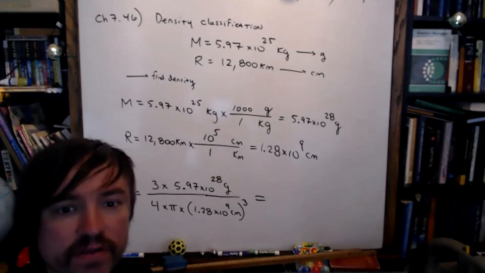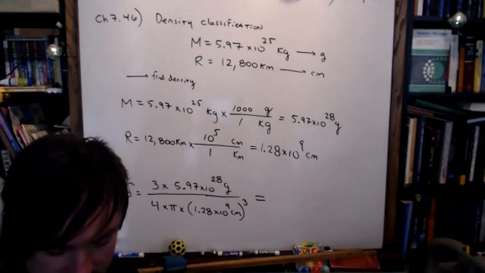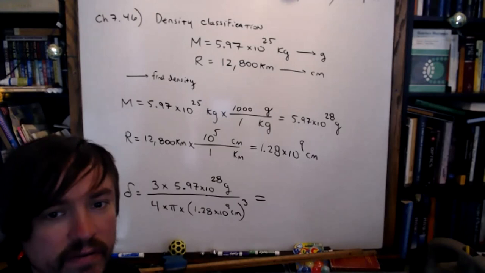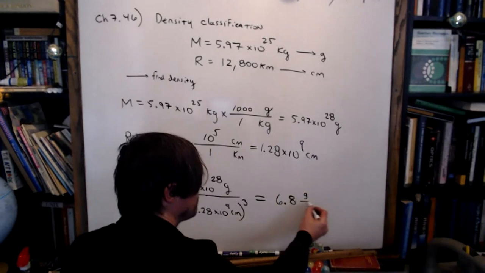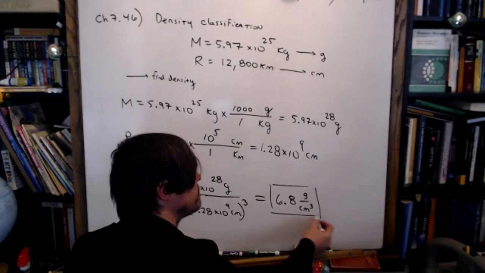Cam, show that to me again. Wrong. I got 6.8. Good. 6.8 what? Grams per cubic centimeter. Good. Cam, what did you do wrong? I'm not sure.